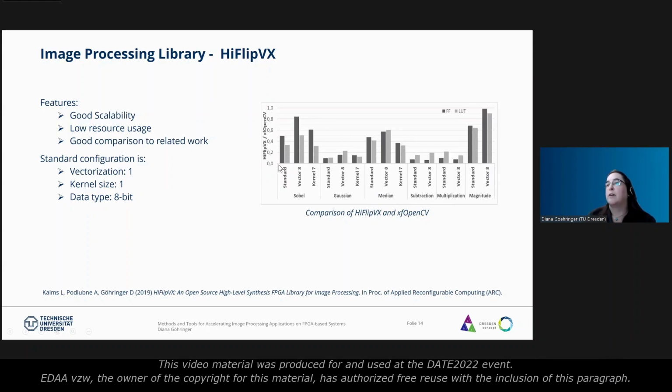But here you see the standard settings which we basically use: a vectorization of 1, a kernel size of 1, and a data type of just 8 bits. And then we change one of the values, for example, the vectorization to 8 here, or the kernel size to 7. This is also possible with both libraries. Then we compare the results for the area. It scales well, as we will see in the next slide, and the resource usage is low. We have fewer functions than XF OpenCV, but we are more flexible, and we provide for our functions more vector sizes and kernel types partially, and also some more data types.